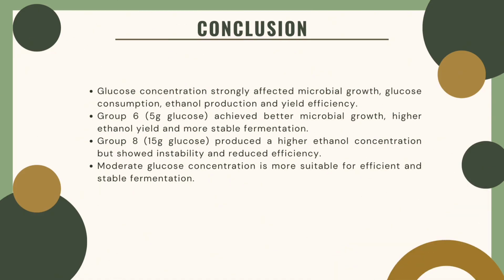In conclusion, the bioreactor fermentation was successfully carried out in both groups, confirming the microbial adaptation and ethanol production. The findings showed that glucose concentration played a critical role in microbial growth, substrate utilization, ethanol production, and yield efficiency. Group 6, which used 5 grams of glucose, achieved better microbial growth, higher ethanol yield, and more stable fermentation performance, while Group 8, which used 15 grams of glucose, produced a higher ethanol concentration but showed instability and reduced efficiency due to substrate inhibition.